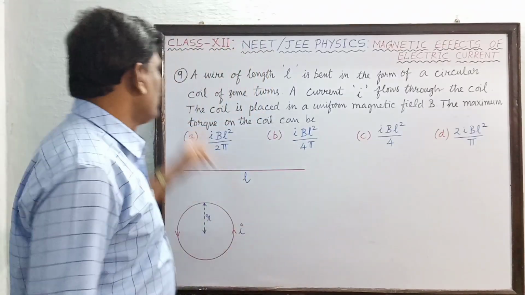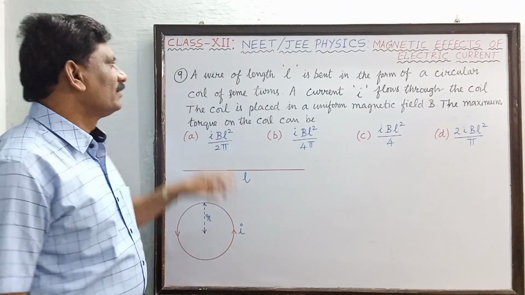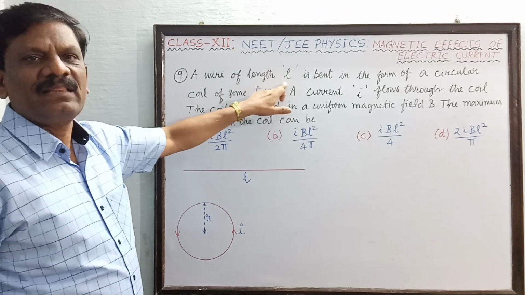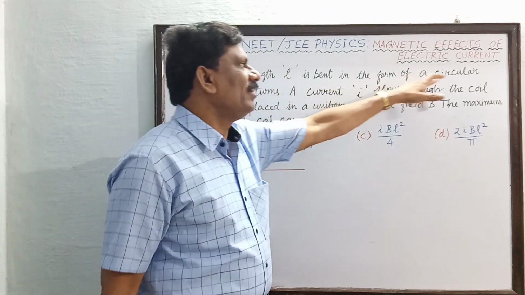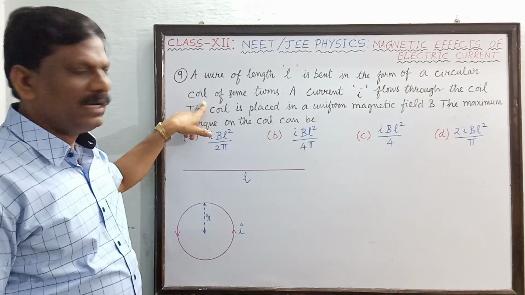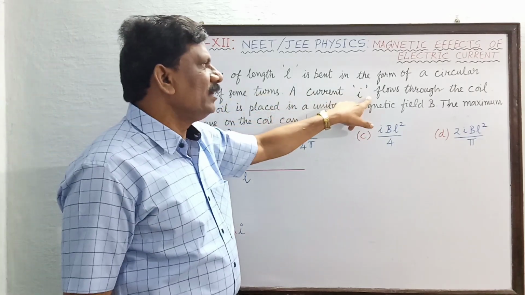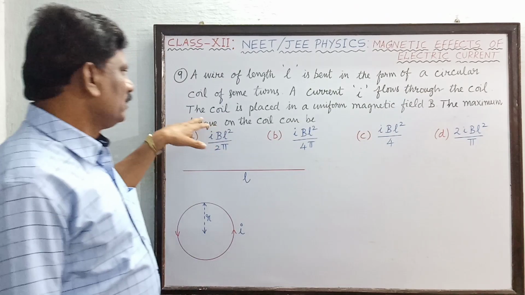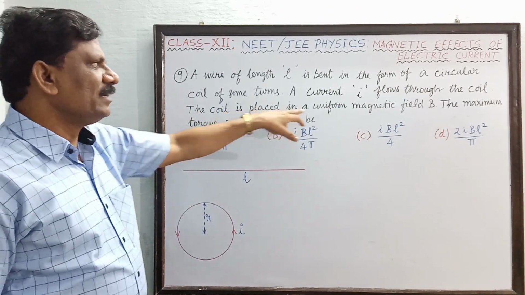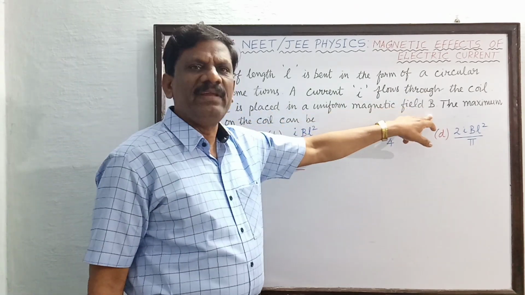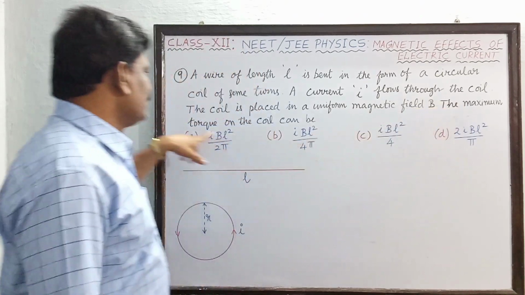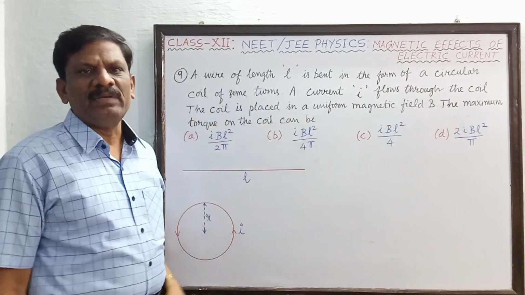Hi students, problem number 9. A wire of length L is bent in the form of a circular coil of some turns. A current I flows through the coil. The coil is then placed in a uniform magnetic field B. The maximum torque on the coil can be.